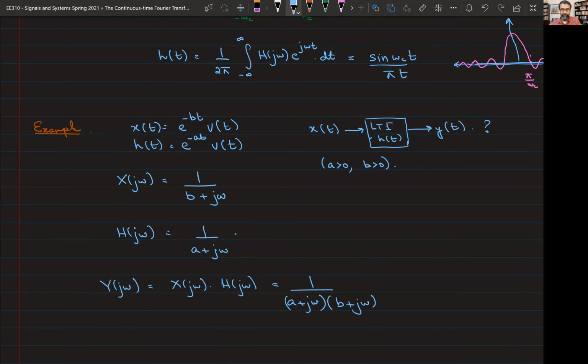What do I do? I compute the inverse Fourier transform of this Y of j omega, right? How do I do that? How do I compute the inverse Fourier transform of Y of j omega?